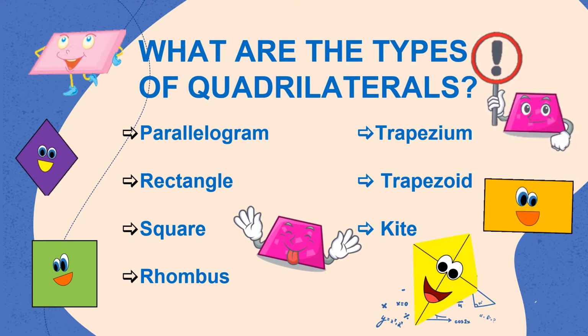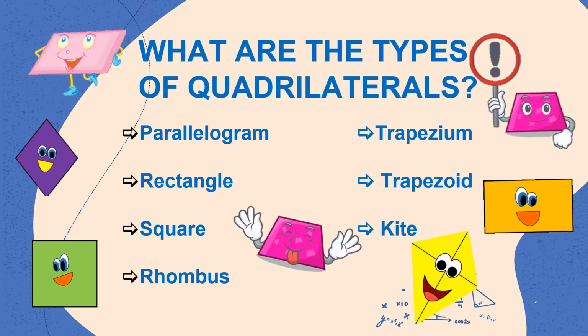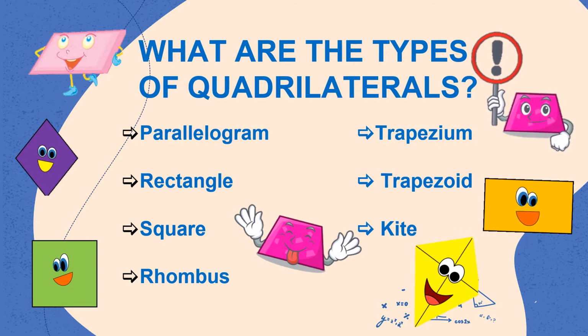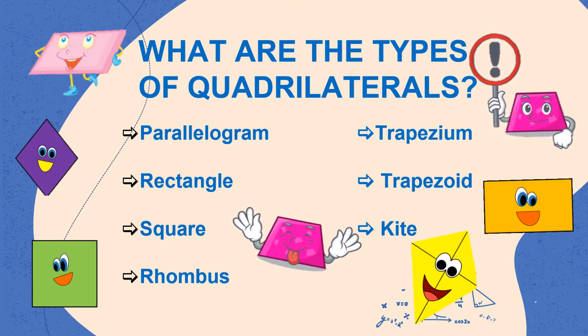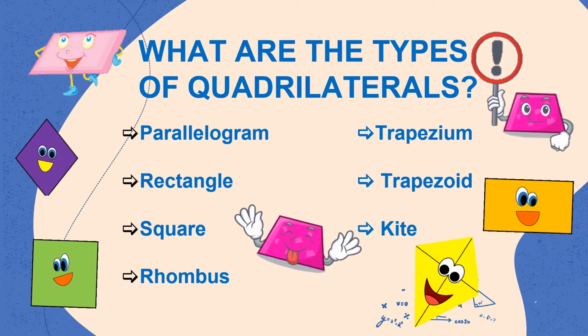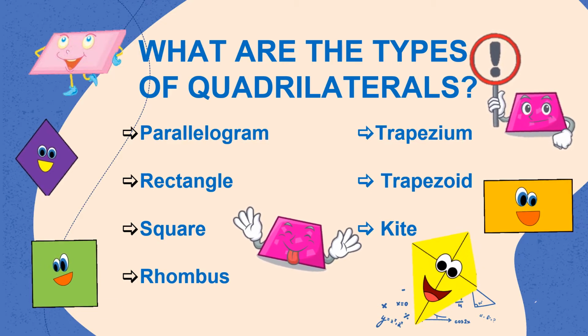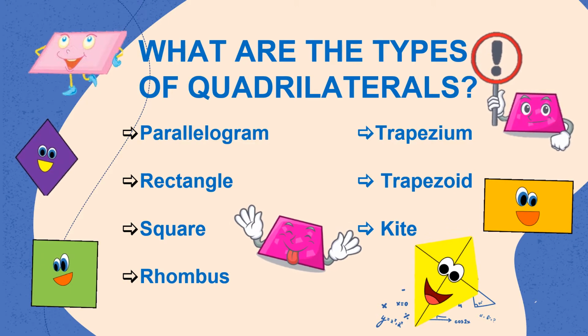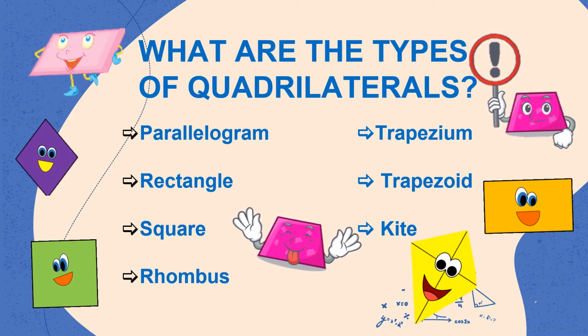What are the types of quadrilaterals? We have the parallelogram, rectangle, square, rhombus, trapezium, trapezoid, and the kite.